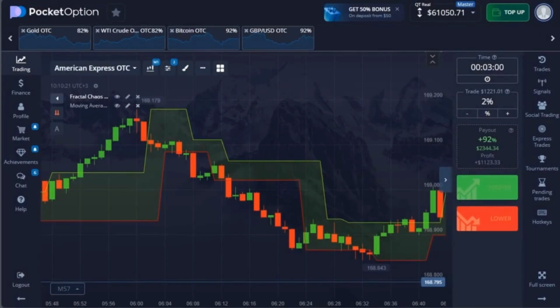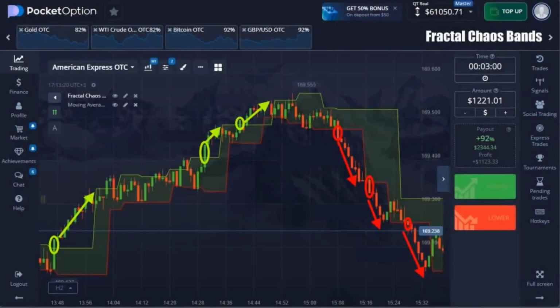The main task of this indicator is to filter out market noise, consisting of minor price fluctuations, and draw levels, making it easier to visually perceive price movement. On the screen, you can see that after a candle closes beyond the upper line of the indicator, the price movement usually continues in the same direction. The same is true for a downtrend.